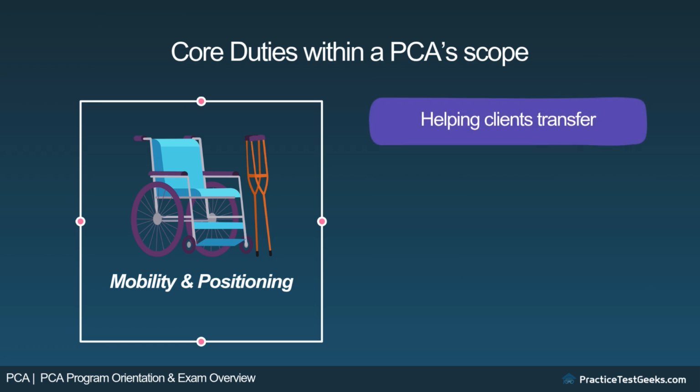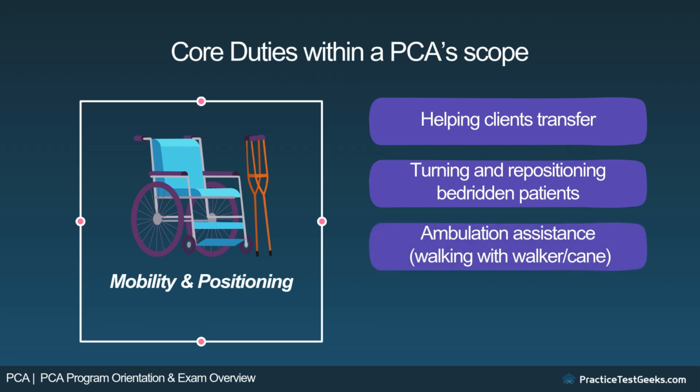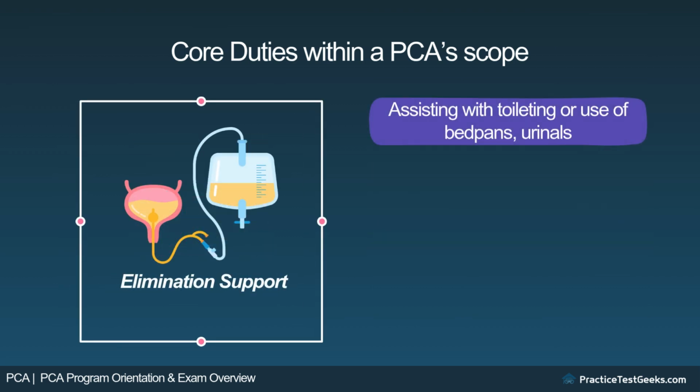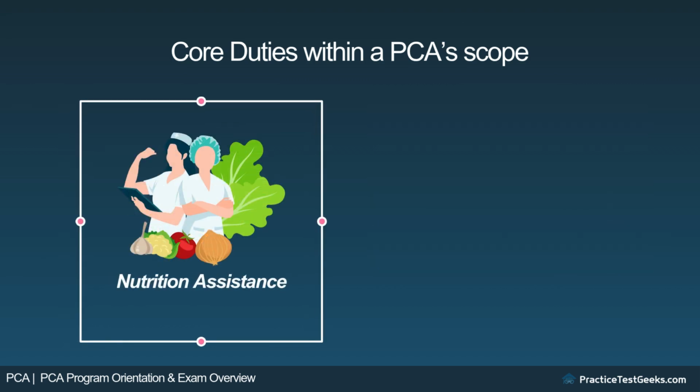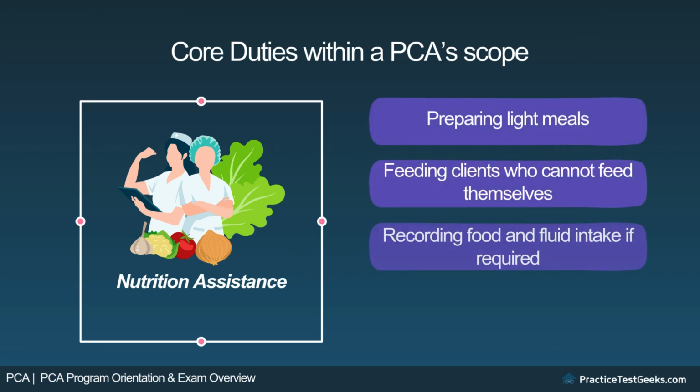Helping clients transfer, like bed to chair, turning and repositioning bedridden patients, and ambulation assistance such as walking with a walker or cane. 3. Elimination support: assisting with toileting or use of bedpans and urinals, helping with incontinent care, emptying catheter drainage bags, but not inserting or removing catheters.